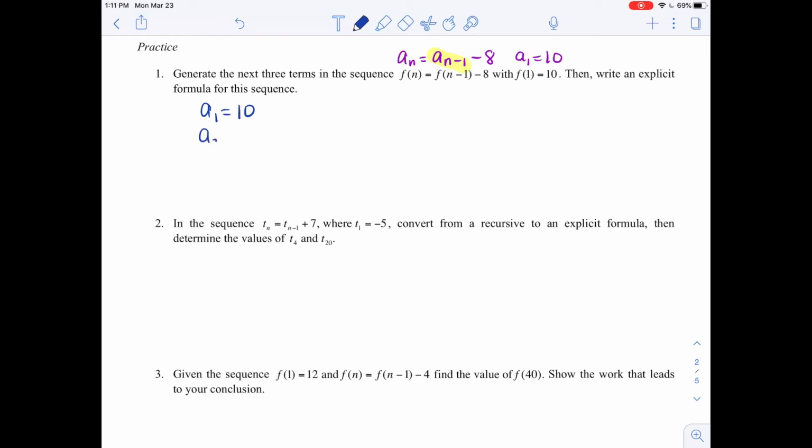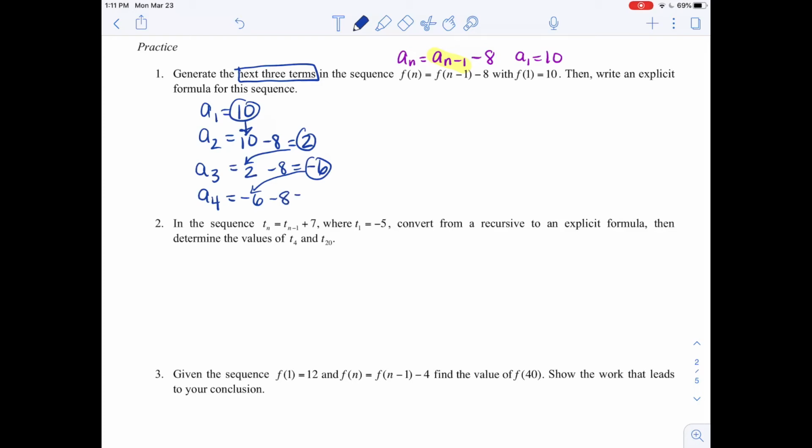Okay, this is telling you each time you take the previous term and you subtract 8. So the second term is going to take the previous term, which is 10, and subtract 8, so that comes out to be 2. So if I want the third term, I'm going to take that previous term of 2, subtract 8, and that comes out to be negative 6. And if I then want the fourth term, because it had asked me for the next 3 terms, then I take my previous term of negative 6, minus 8, and therefore the next 3 terms would be 2, negative 6, and negative 14.